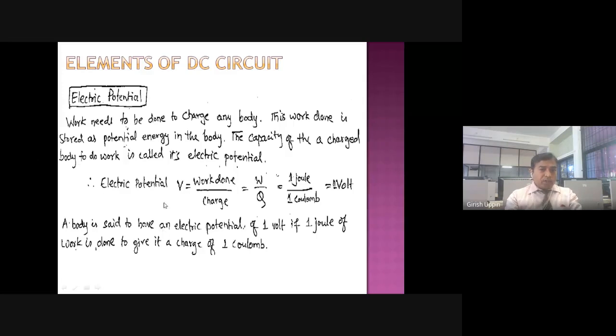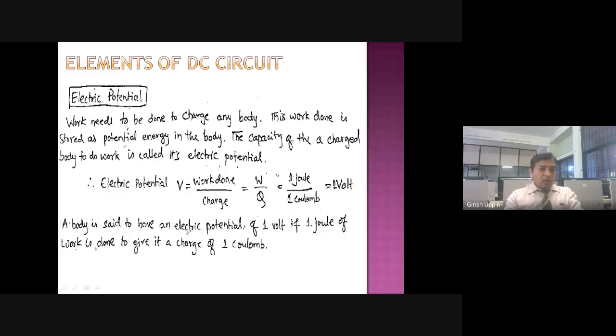So electric potential, V is equal to work done divided by charge, that is W by Q, and work done is represented in the unit of joule. Joule per coulomb is equal to 1 volt. So we represent the electric potential as joule per coulomb, or simply we call it a volt. Electric potential, voltage, voltage difference, EMF, you can take them synonymously, and all of these quantities are represented in the unit of volt.